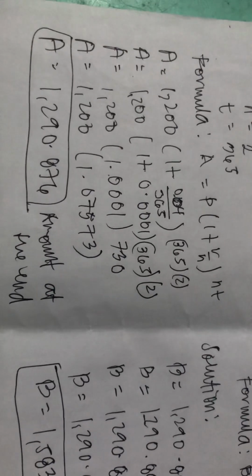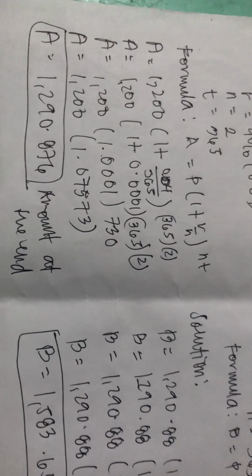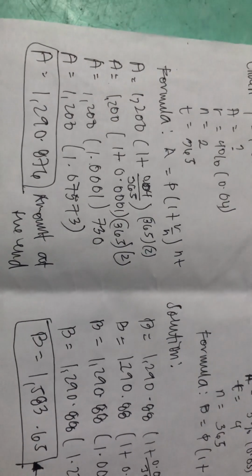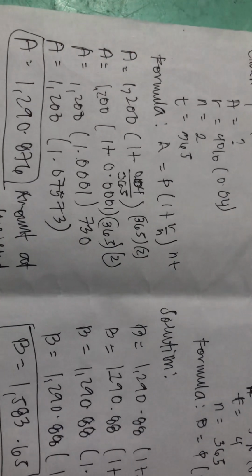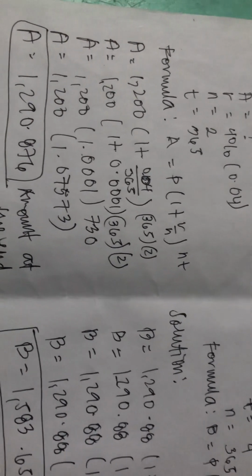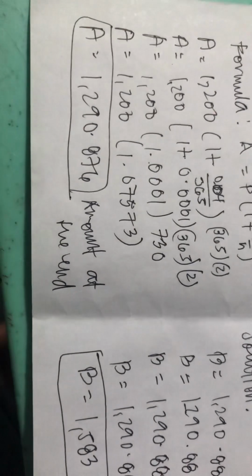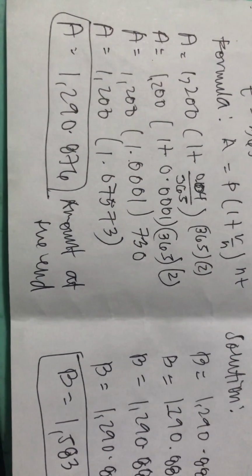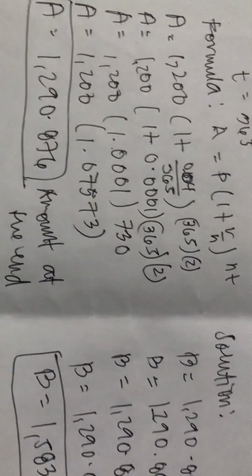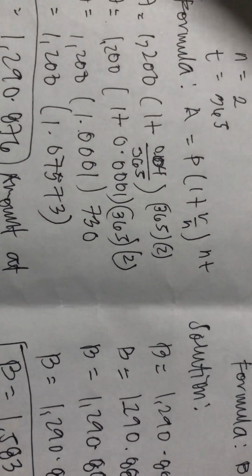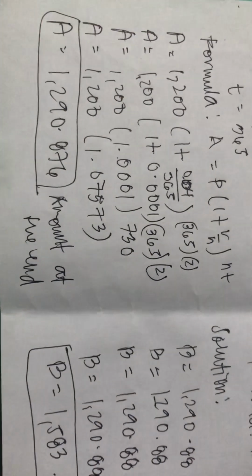So here, copy the A, then just copy the principal amount, then the 1 plus the rate over the time, then copy the time at the top of it, then the 2. Just copy the principal amount, and so on. Then you can get the answer of 1,294.876, the amount at the end. In getting the number, just use multiply so you can get the answer.